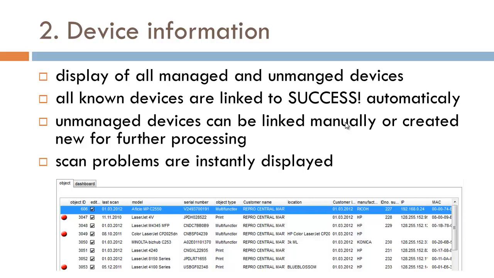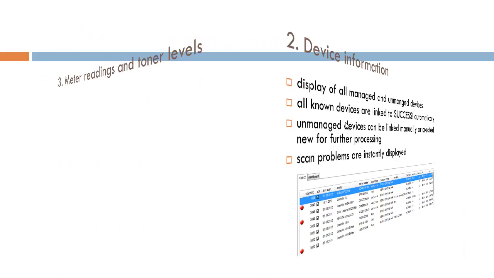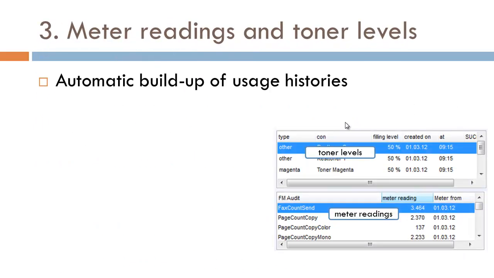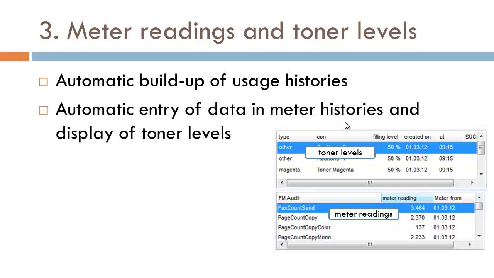As I explained, scan problems are indicated and displayed instantly. This is the red point you see there. Then meter readings and toner levels. Sure, with this data we can build a history of meter readings and a history of consumables. We will come to that later on, because it is very important for the processing that we have the daily toner levels, and how the toner level historically develops, to make some process out of it. Okay, automatic entry of data in meter histories and display of toner levels.